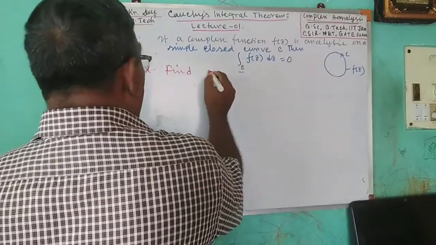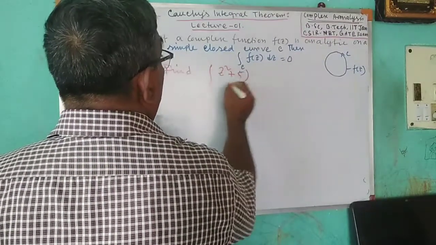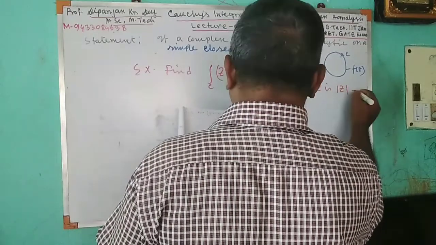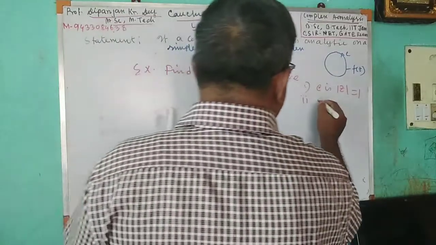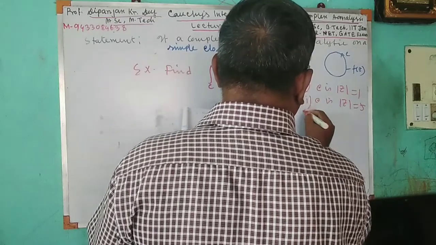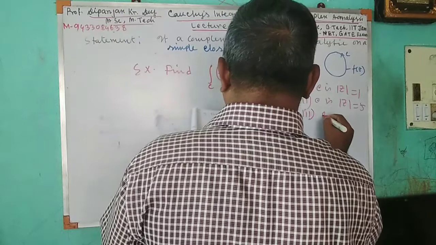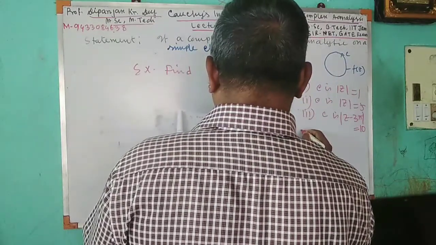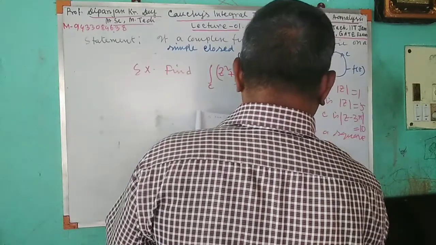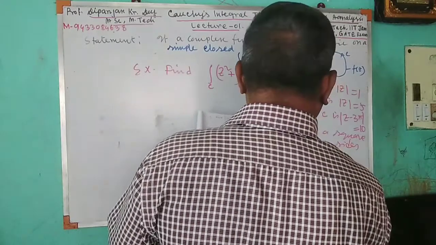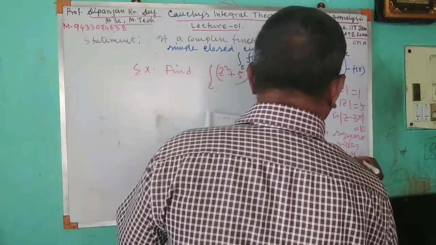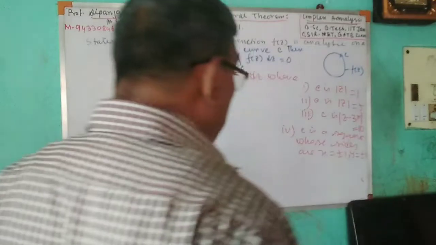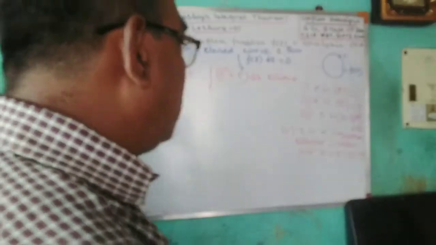They are asking: find the integral of z square plus 5 dz, where number 1, C is mod z equal to 1; number 2, C is mod z equal to 5; number 3, C is mod z minus 3 pi equal to 10; number 4, C is the square whose sides are x equal to plus minus 1, y equal to plus minus 1. These four sums using this.